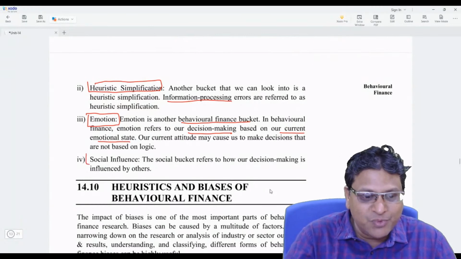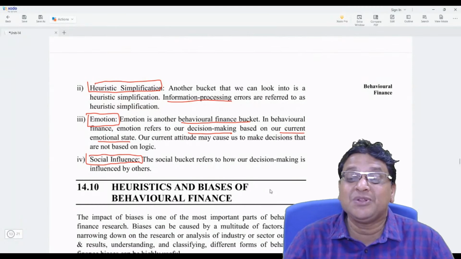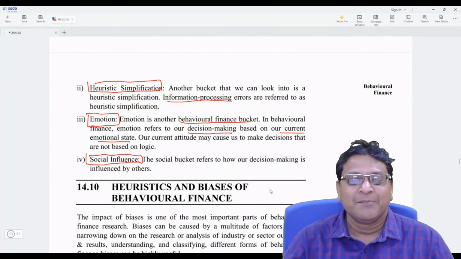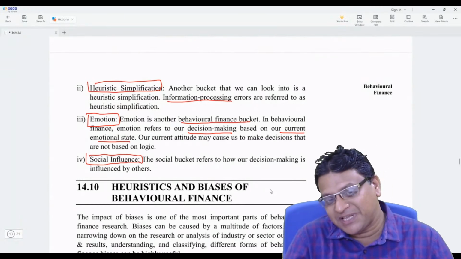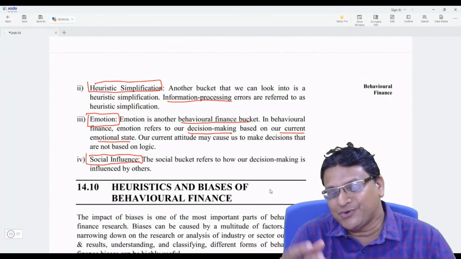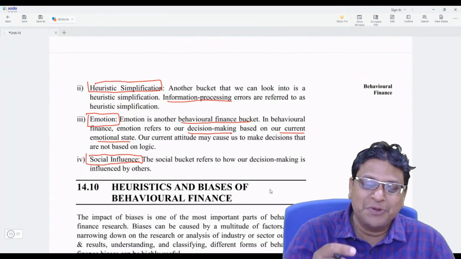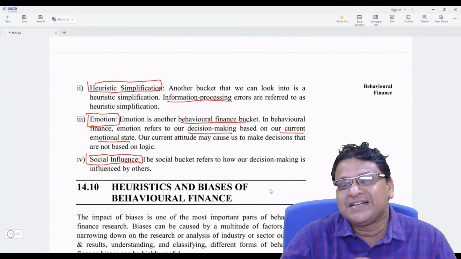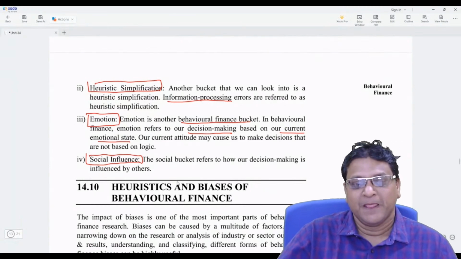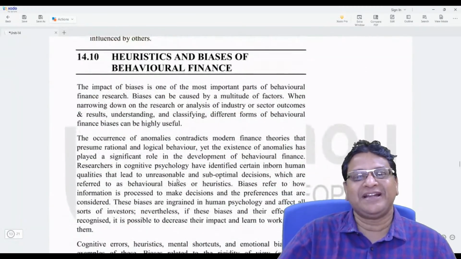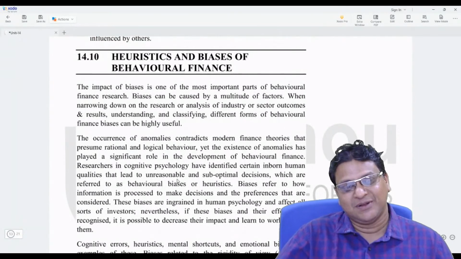Then social influence also influences the decision making process. Even though stock prices are high, people buy during Dhanteras. At the time of Dhanteras, people have a belief. Due to social influence, you have to buy something, you have to invest somewhere. So people buy the shares, even if they are a little bit overpriced. This is social influence.